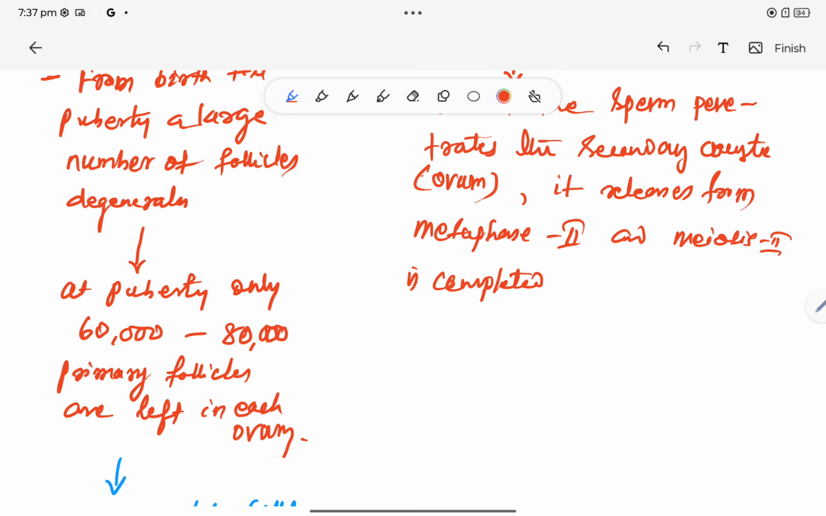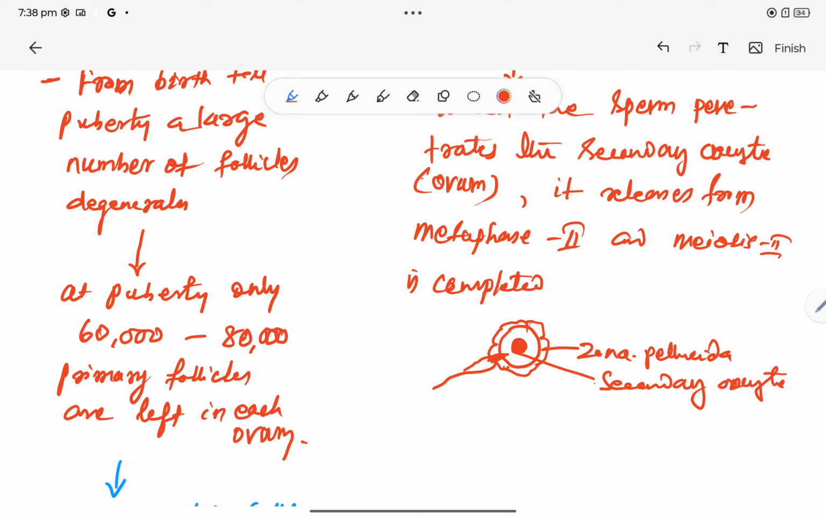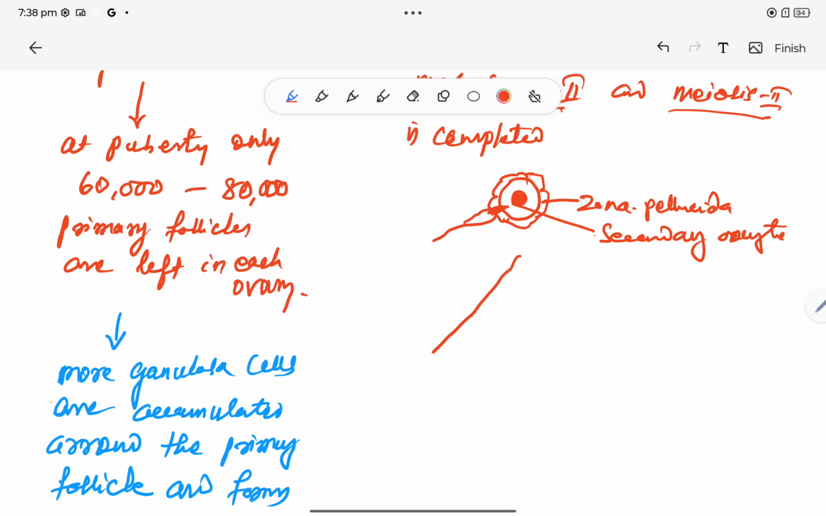जब आपका ये सेकेंडरी oocyte रिलीज होता है, इसके चारों तरफ क्या होता है? द जोना पेलुसिडा इज देयर. जोना पेलुसिडा के साथ सेकेंडरी oocyte रिलीज होता है. और जब इसके पास स्पर्म आता है एंड द स्पर्म पेनिट्रेट्स इनटू द एग, देन there is a change in the cytoplasm which stimulates the nucleus to complete the meiosis 2. और जो मेटाफेज 2 में रुक गया था, अभी मेटाफेज 2 से रिलीज होके ये meiosis 2 complete कर देता है.